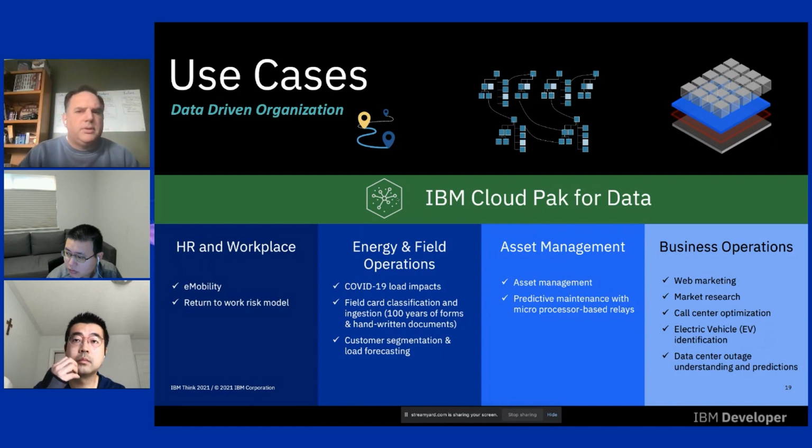I put down 4 different domains: HR and workplace, energy and field operations, asset management, and business operations. And you guys can look through the list, right? But it's a really good list of projects, where I would say that probably half of these projects were done by individual business units, for the most part on their own on the platform. And then the other half of these projects were done by that central core advanced team, who really owned the platform and had additional skill sets in data science, et cetera.